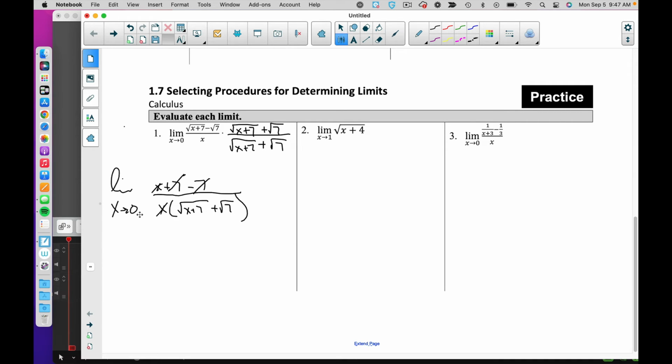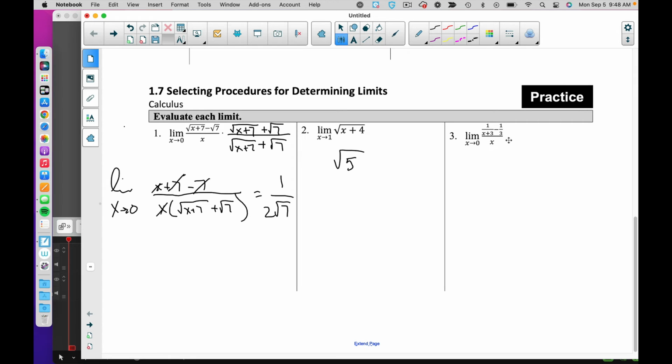And now I plug in 0. 0 plus 7 is 7. Root 7 plus root 7 is 2 root 7, so 1 over 2 root 7. Done. Okay. Number 2. This one's nice. Just plug it in. Plug it in, we get an answer, and we're done.